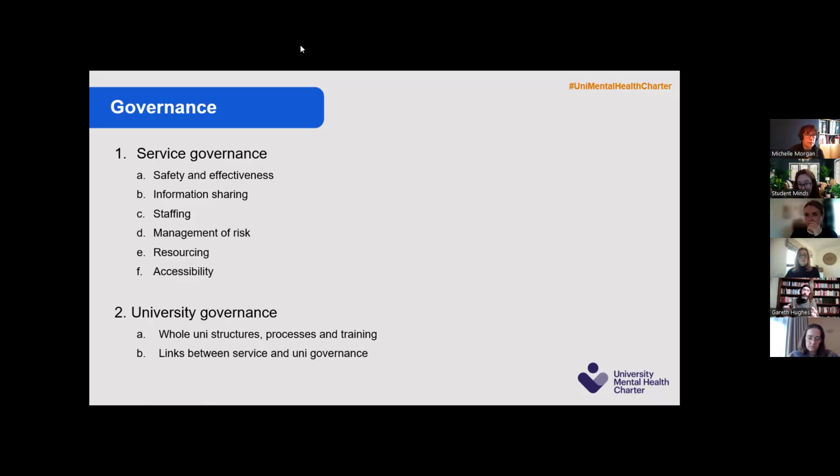Service governance. So service governance particularly, and this is the area where we've had most of our awards in progress. Not every award in progress has been about this, but most of them have been, which was about whether universities were able to demonstrate that their services were safe and effective, whether information sharing was appropriate, whether they had the right staffing in the right place. Sometimes we were seeing universities with unqualified staff doing work that really should have been left to qualified staff, where management of risk was not being properly overseen. Sometimes where there were problems with resources, and sometimes where there were problems with accessibility. So right across the principles of good practice in that support domain, where there was that overall lack of governance.